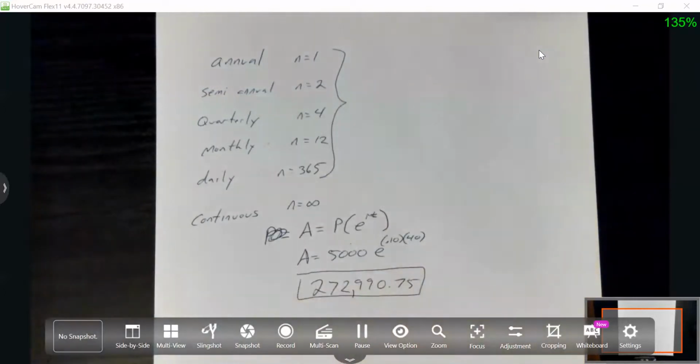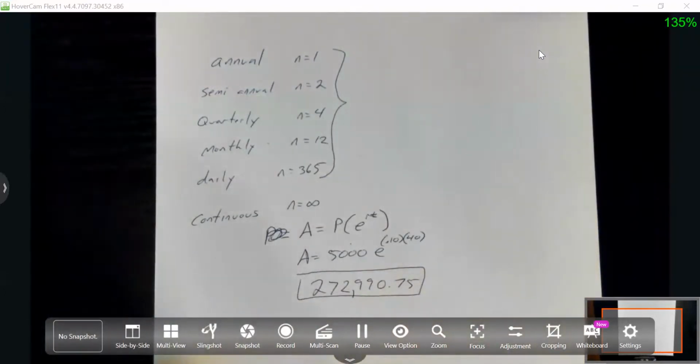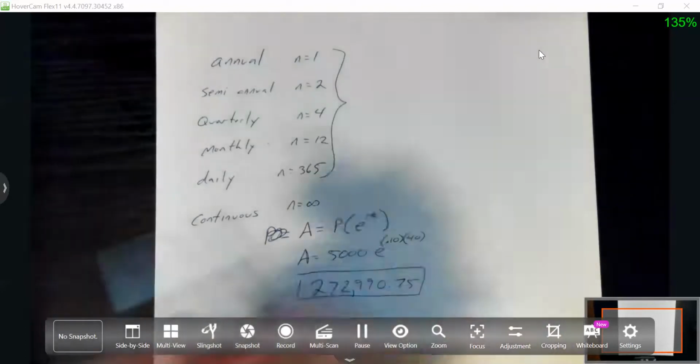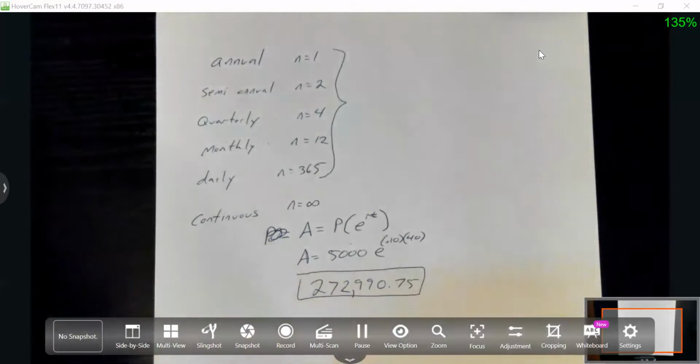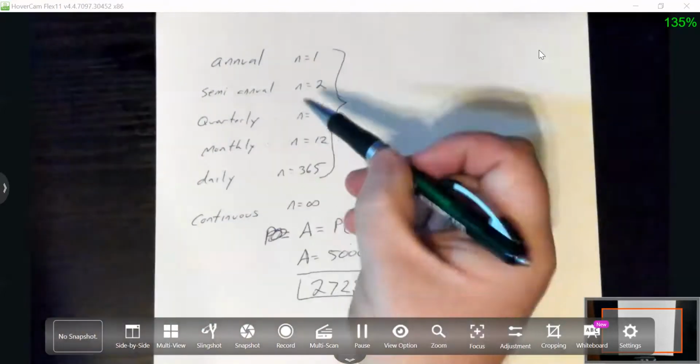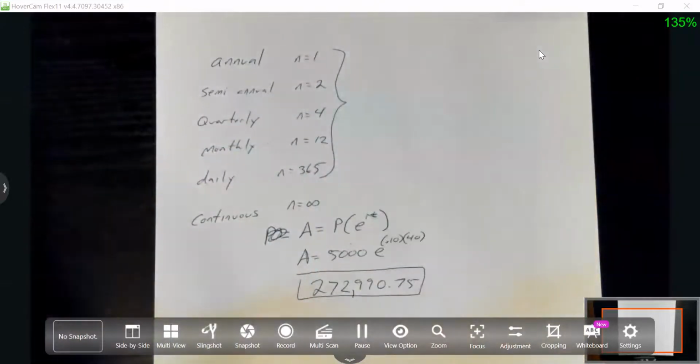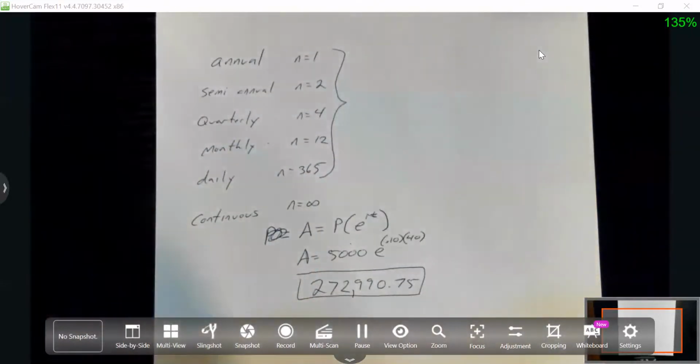So the 6.1 homework is basically just practicing working with these conditions. Are you able to use each of the formulas accurately based on the information? And that's really what 6.1 was about. It's just getting used to the setups, knowing what the various n's are for compounding at different rates, and then practicing honestly using your calculator.